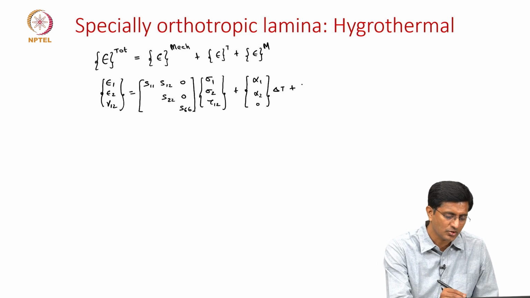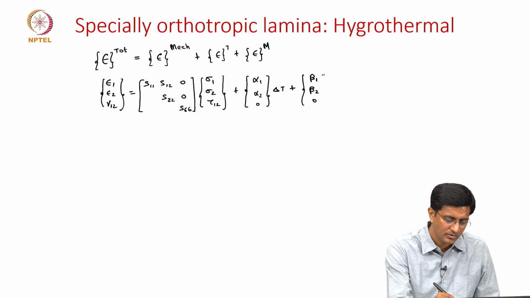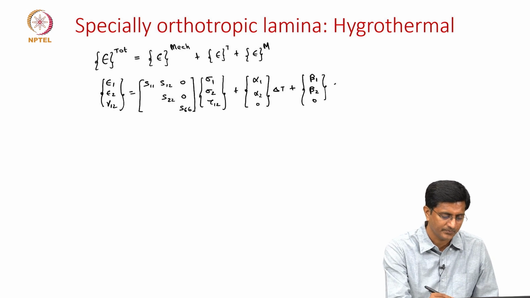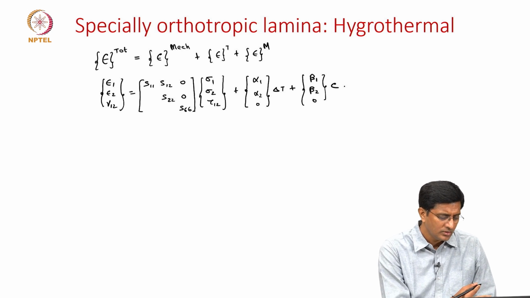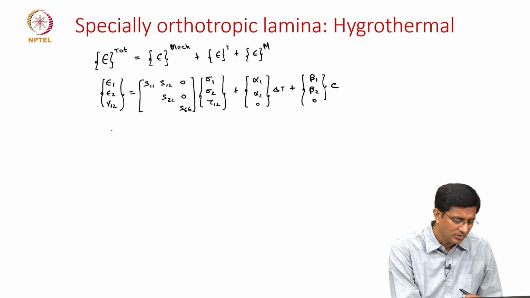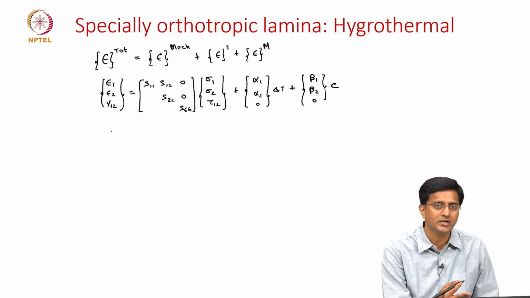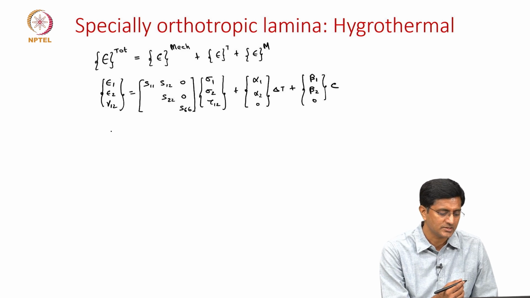Plus for the moisture contribution of strain, we'll write it in terms of beta I. So it will be beta 1, beta 2, 0 times C. So this should give a complete expression for the total strain. Okay. So now we will again write it in short, so that now we will try to use this expression to bring in how we write the stresses in the specially orthotropic lamina.